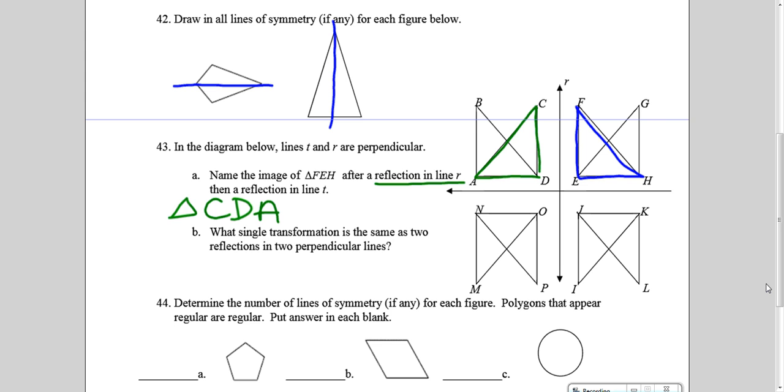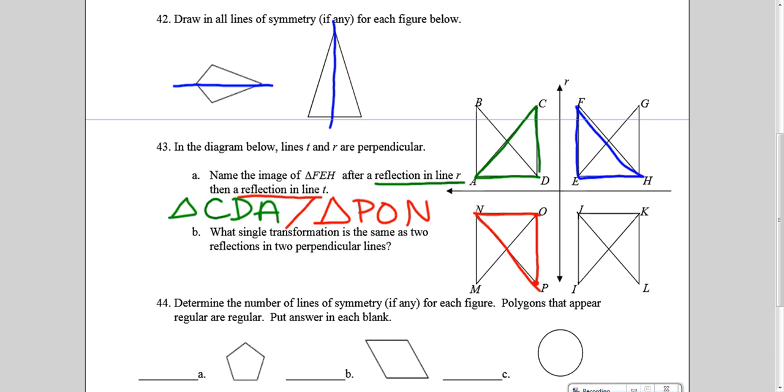So that's my reflection in R. Then I want to reflect it over line T. So I'm taking my CDA, reflecting it over. Point C becomes point P, point D becomes point O, point A becomes point N. So after we reflect it, triangle FEH became triangle PON.